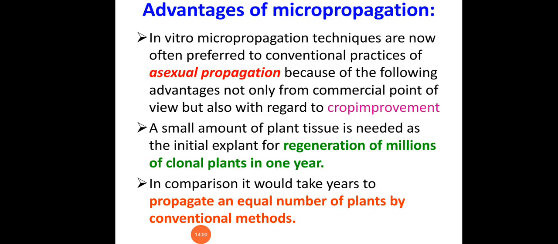So then coming to advantages, here this micropropagation method is asexual propagation. Asexual propagation means it does not take in any pollen grains or anthers, only by using the vegetative explants. We take them from root, stem or leaf.